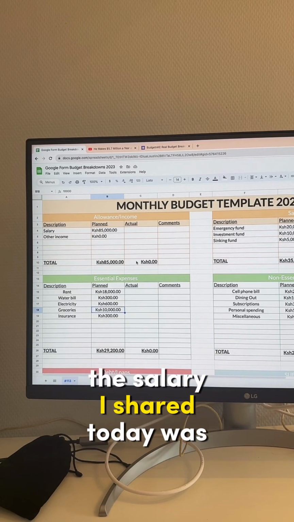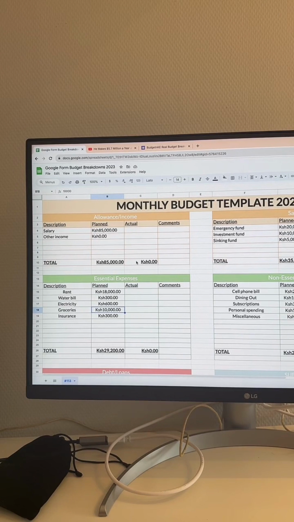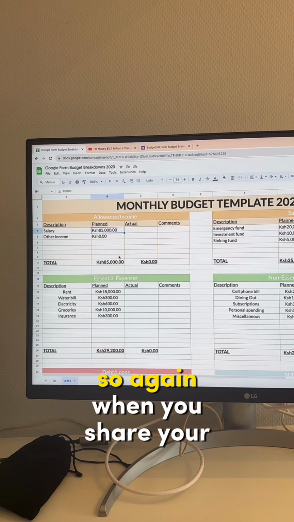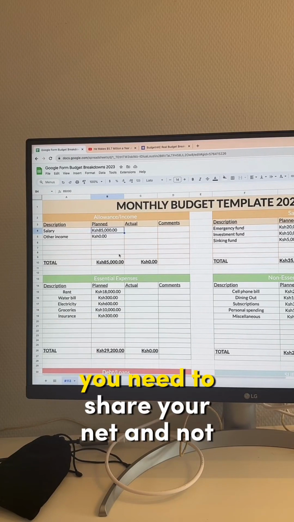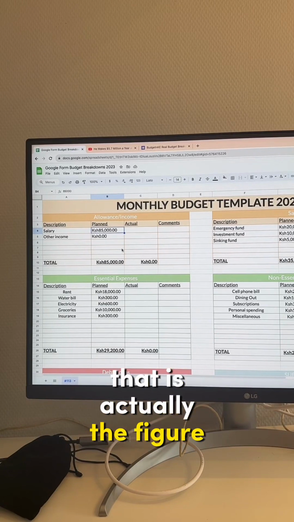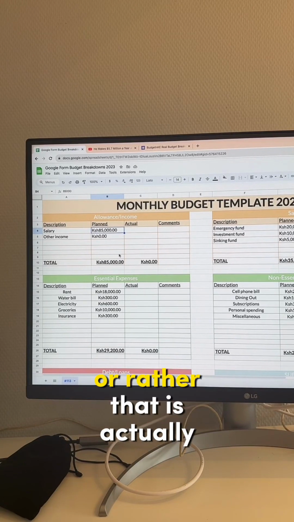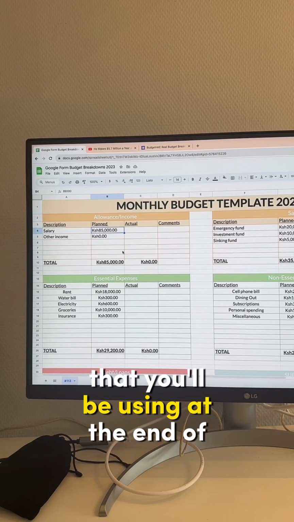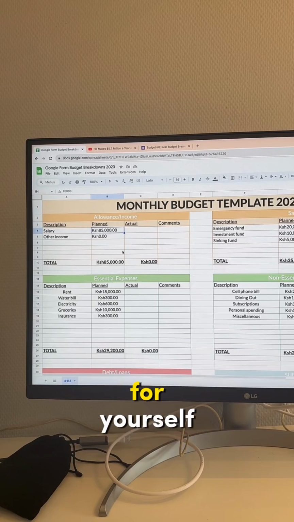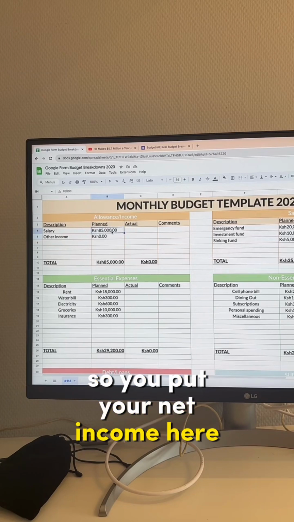So for example, the salary I shared today was for a man who's single, no children. So his net income was 85,000 shillings. You can see that. So again, when you share your figures with me, you need to share your net and not your gross. When you share your net, that is actually the salary that you'll be using at the end of the month, right? So I don't need your gross, I need your net. So you put your net income here.